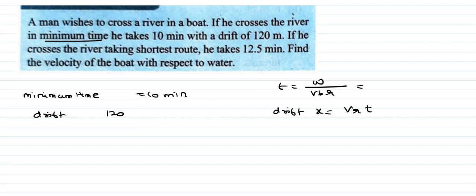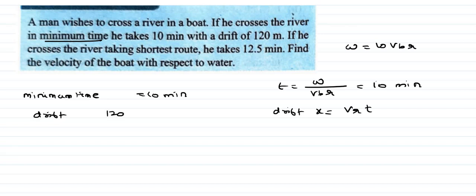What is the width of the river? The width of the river is not given. Let us take it as W only. So W will be equal to what? This is given as 10 minutes, right? 10 minutes only you take it. So that means width of the river is 10 into VBR. So this will be my width.